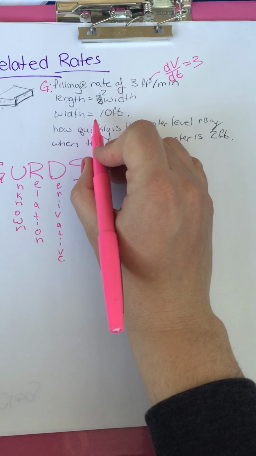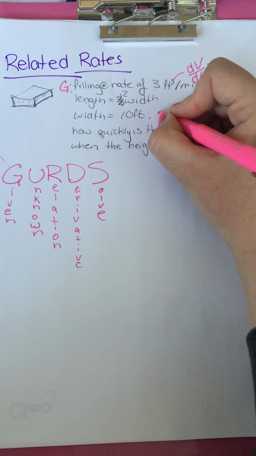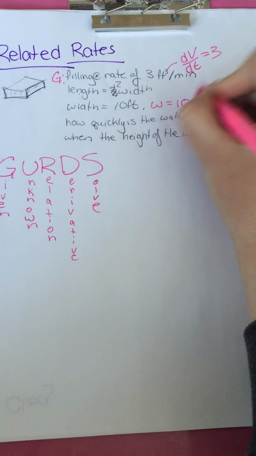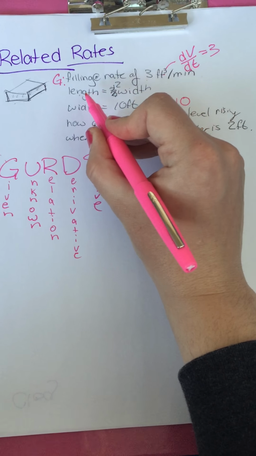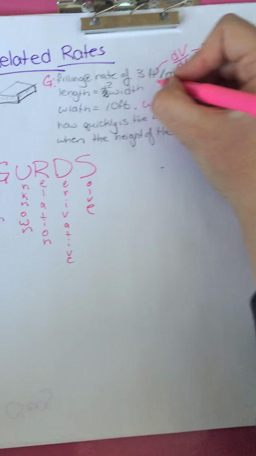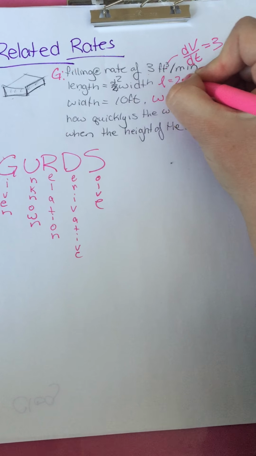Okay? So here we know that the width is 10 feet. So we're going to say W is equal to 10. Notice that we're in feet, so we don't have to worry about units here. And then length is 2 times the width, so we know that length is equal to 2W, which is equal to 20. Okay?